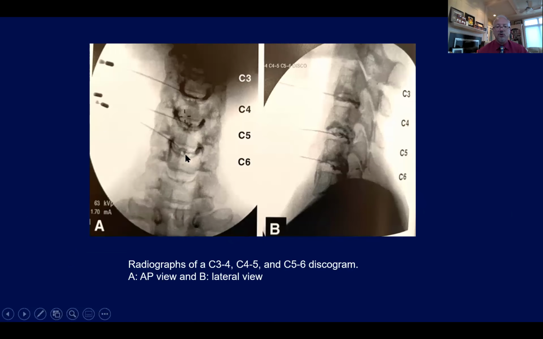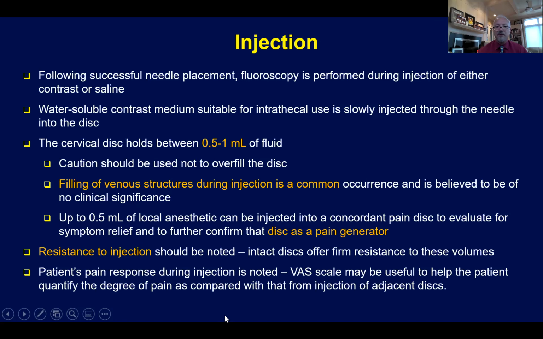And you can see a nice horseshoe-shaped image here of a nucleogram with the AP view and a nice little donut view here of the pretty much normal nucleograms on lateral imaging with the needles in place at C3-4, C4-5, and C5-6. As I stated, the average cervical disc will hold about 0.5 to 1 ml of solution. Caution should be used not to overfill and hence rupture the disc. Filling of venous structures does occur fairly commonly and is really of no or minimal clinical consequence, unlike, of course, an arterial injection.